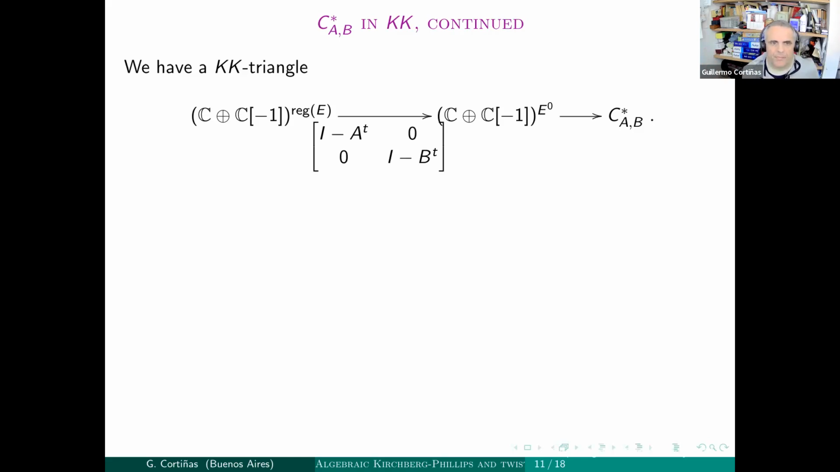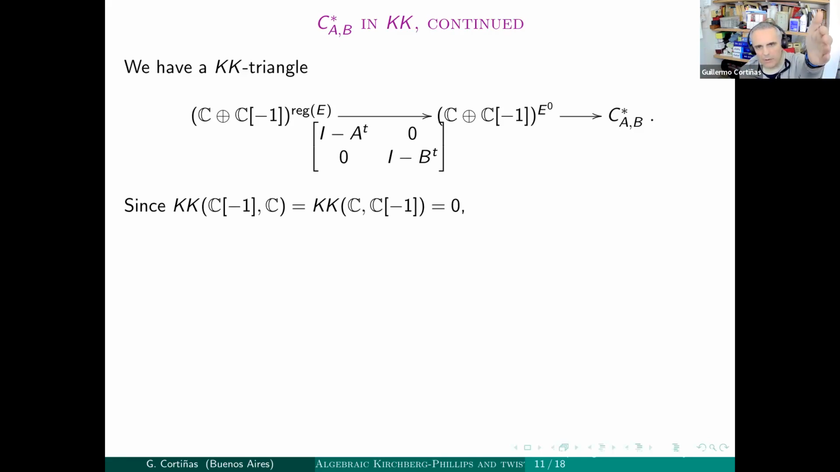But anyway, we have such a triangle, and observe that the zeros in the off-diagonal terms are necessarily like that, because they correspond to maps between sums of copies of C_{-1} and sums of copies of C, or conversely from sums of copies of C to sums of copies of C_{-1}, and the homomorphisms in KK between those things are 0.